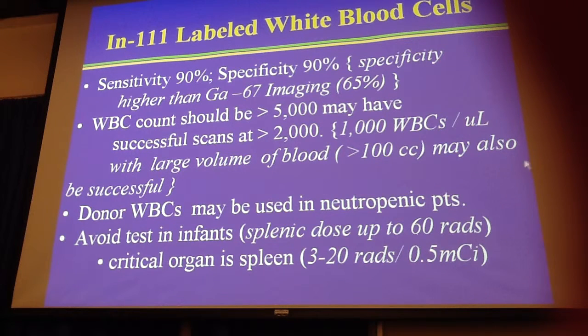The other thing is that if you have a low white blood cell count, you may have to use donors. I also put down here avoiding tests in infants, because white blood cells, as you've noticed, tend to accumulate in the liver, but mainly in the spleen. A kid can get up to 60 rads. What's the recommended dose for an organ for a person?